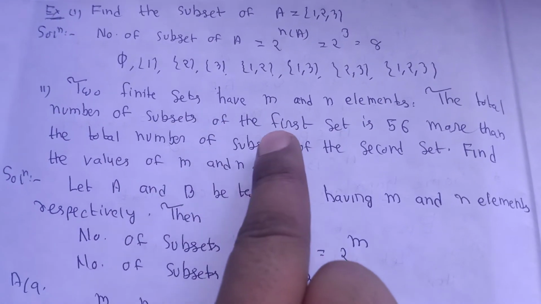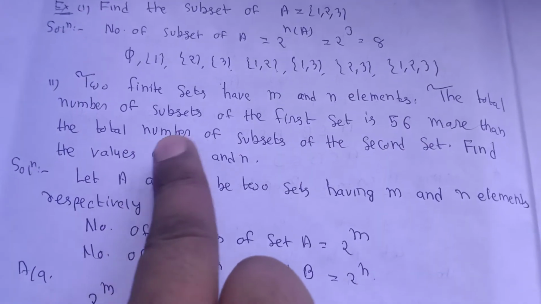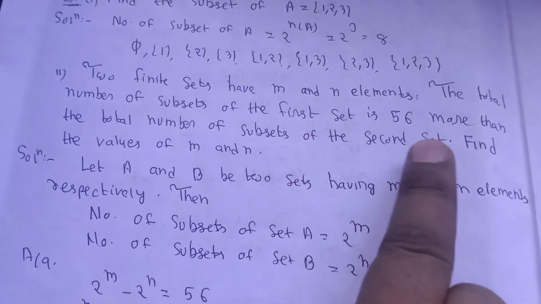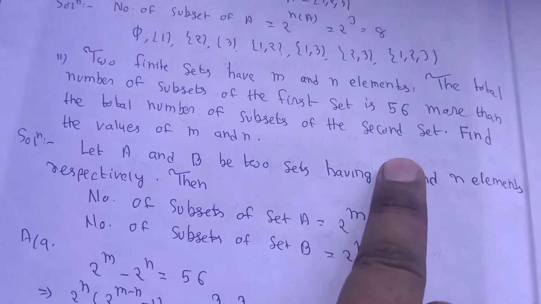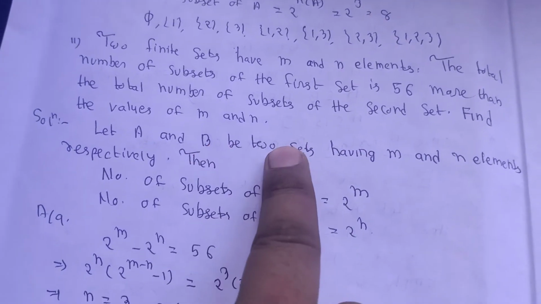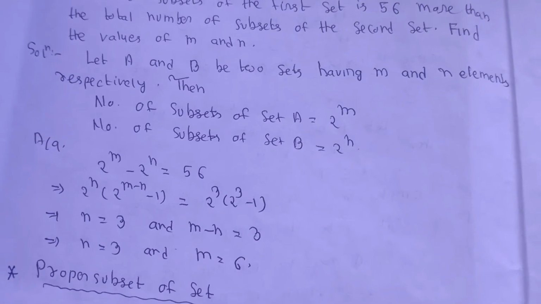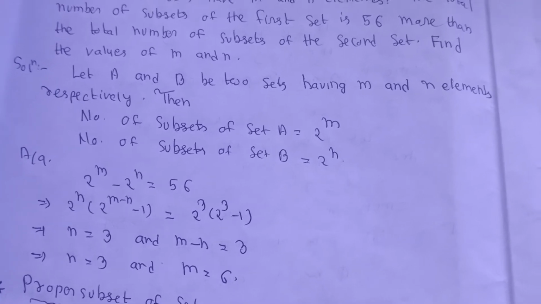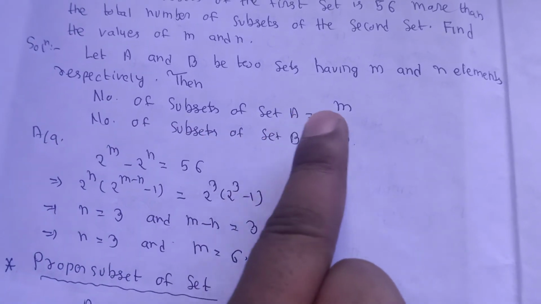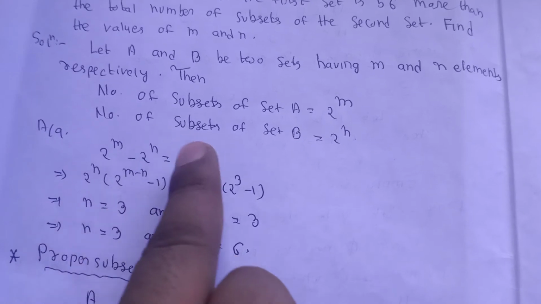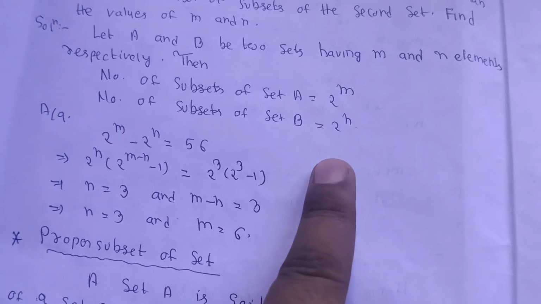Two finite sets having m and n elements. The total number of subsets of the first set is 56 more than the total number of subsets of the second set. Find the value of m and n. Let A and B be two sets having m and n elements respectively. Then the number of subsets of set A equals 2 to the power m. The number of subsets of set B equals 2 to the power n.